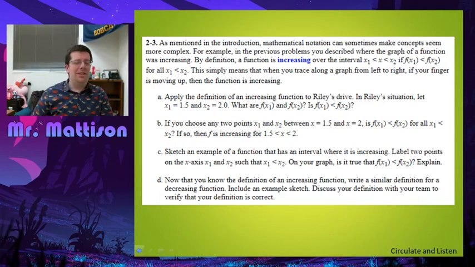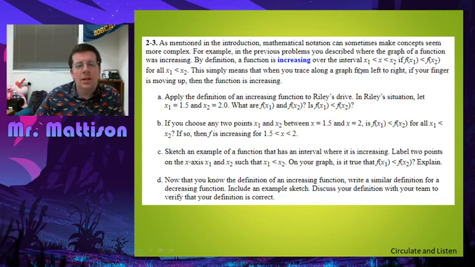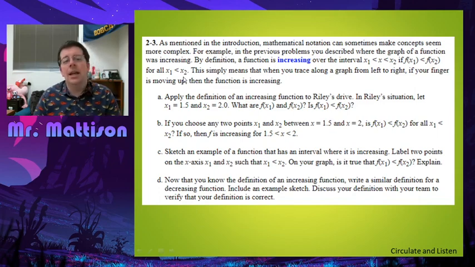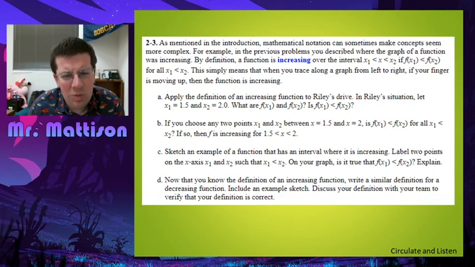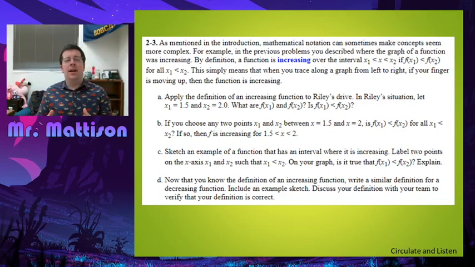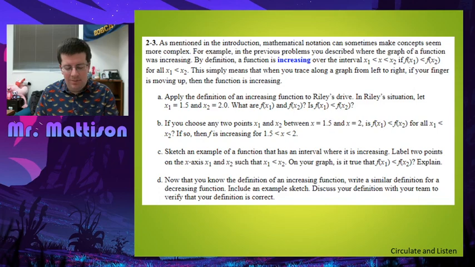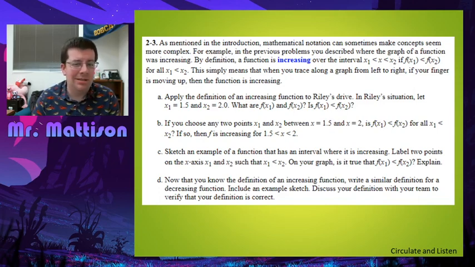So the formal definition is this, right? For any values x sub 1 and x sub 2, where x sub 1 is less than x sub 2, if f of x sub 1 is less than f of x sub 2 for all values of x sub 1 being less than x sub 2 in that interval, it is increasing. I get that is a lot of math speak and it's really hard to get, but here's what it's saying. If I pick 2 points on my graph, my left point and my right point, that's what it means by one is less than the other, right?